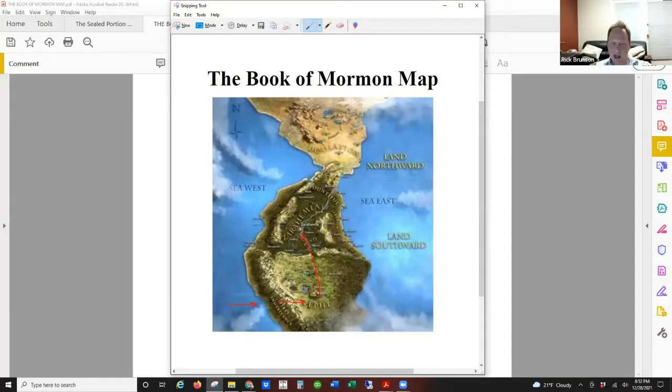So the main landmark the Book of Mormon describes as separating the Nephites up north and the Lamanites down south is what Mormon calls a narrow strip of wilderness, which ran from the sea west to the sea east and touched both coasts.